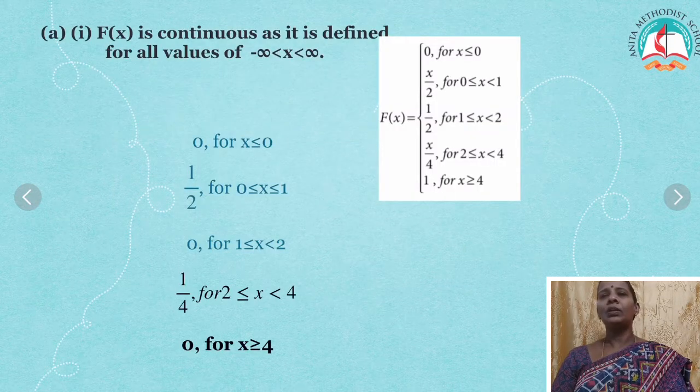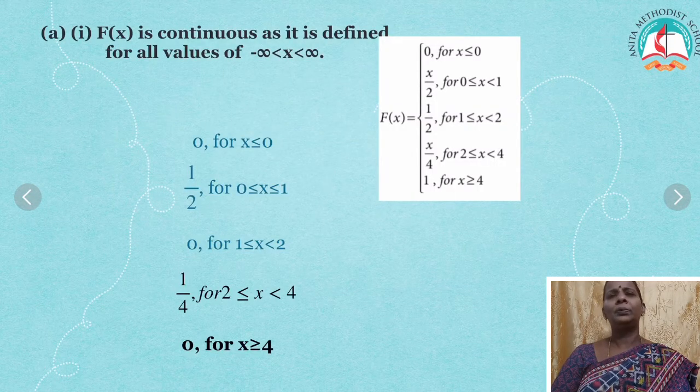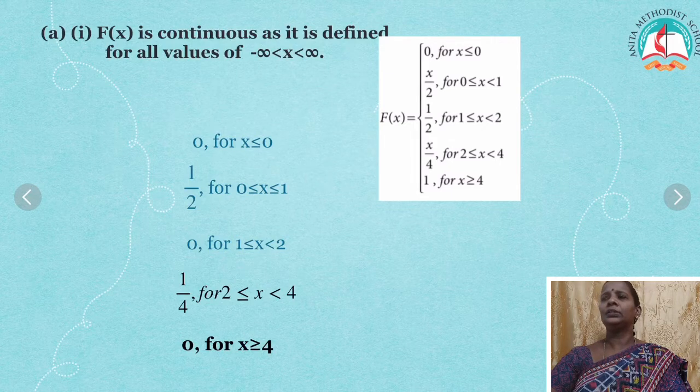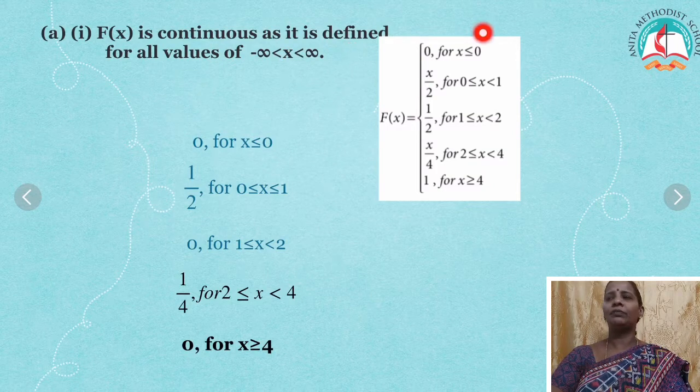Now look at the first case. How will you prove it is continuous? The function should continuously exist between the limits. Look at the values here. It starts with 0 and ends with more than 4. So F of x is continuous as it is defined for all the values of x. For each and every value you have the F of x.